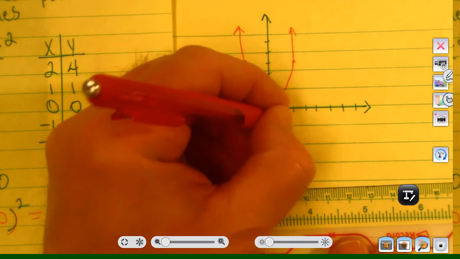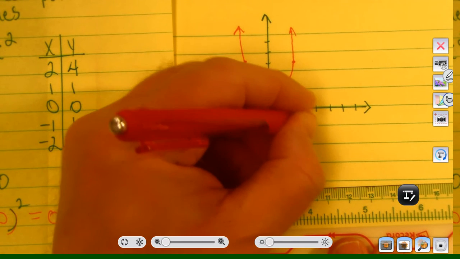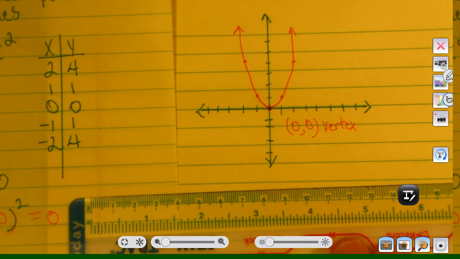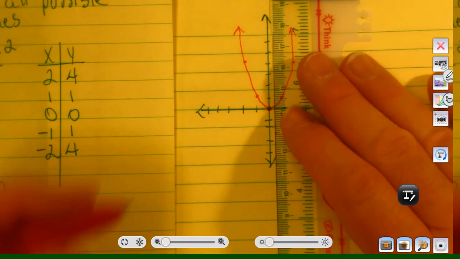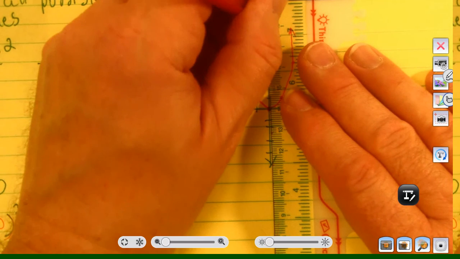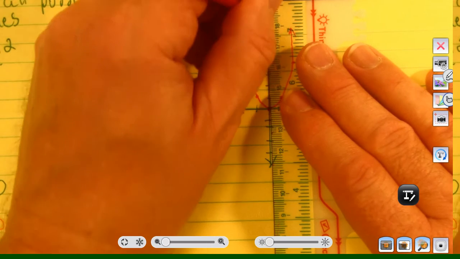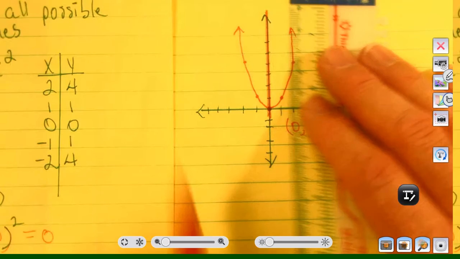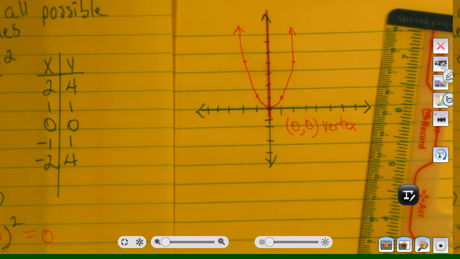0, 0 is the vertex. The axis of symmetry. Okay, now that happens to be also the y-axis in this particular problem. That slices that quadratic or that parabola in half. So that's the axis of symmetry.